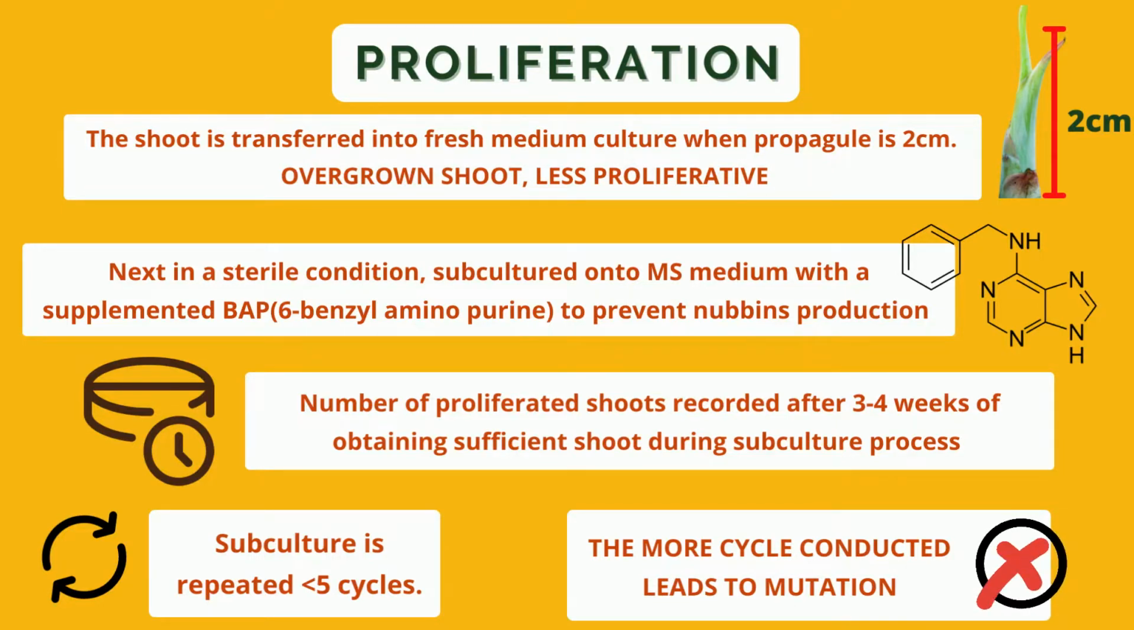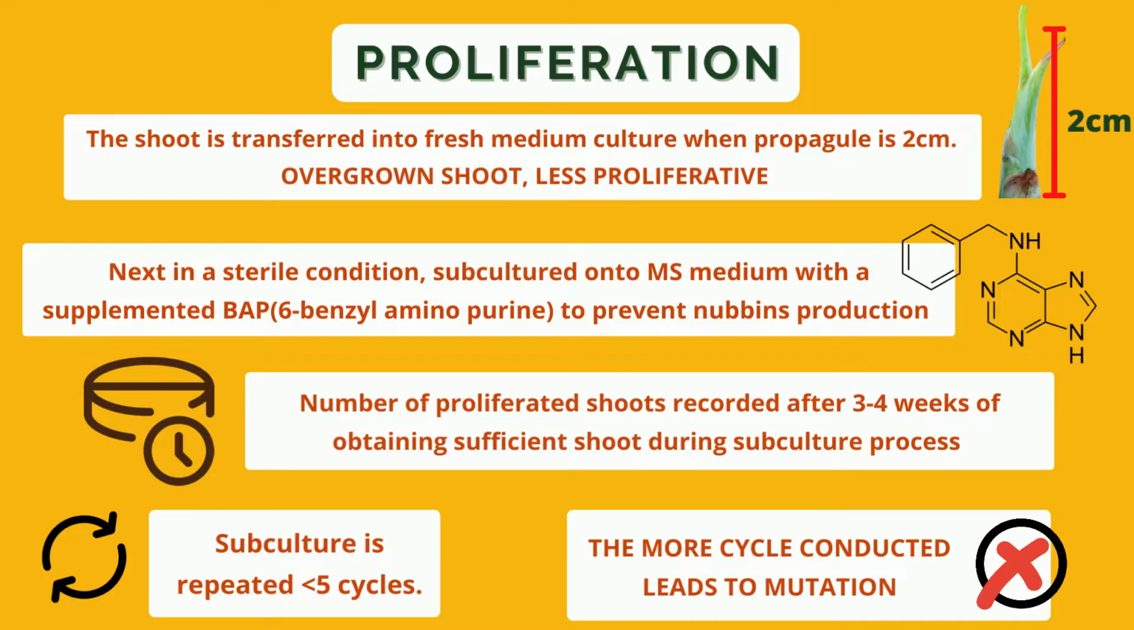However, if the shoots are more than 2 cm, we can make a longitudinal cut at the tip of the growing shoot. Next, in a sterile condition, subculture onto MS medium supplemented with BAP (6-benzylaminopurine) to prevent nubbins production. This is because the medium does not contain auxin. The number of proliferated shoots is recorded after 3 to 4 weeks.